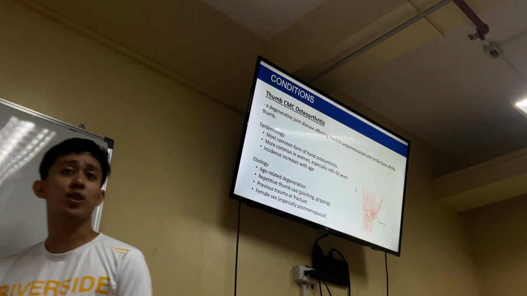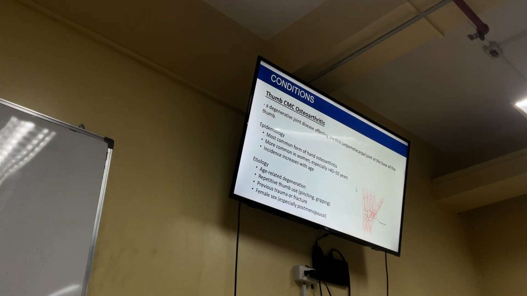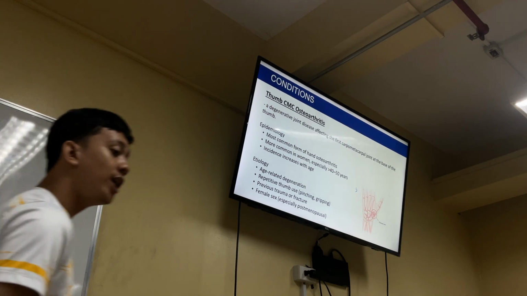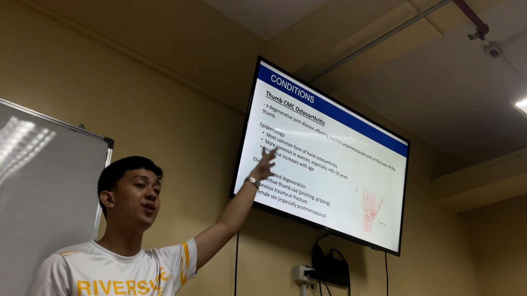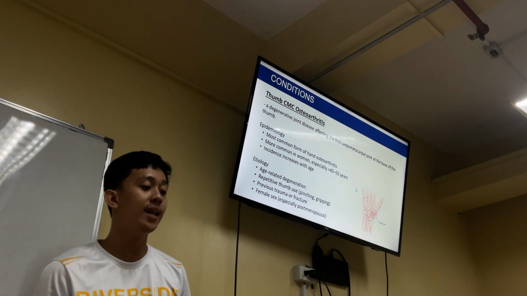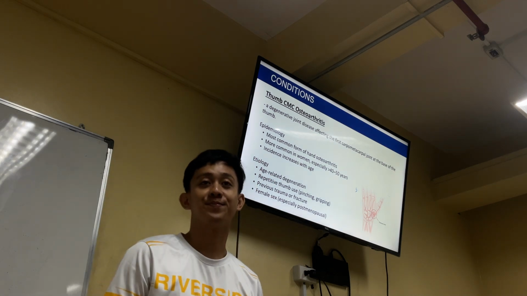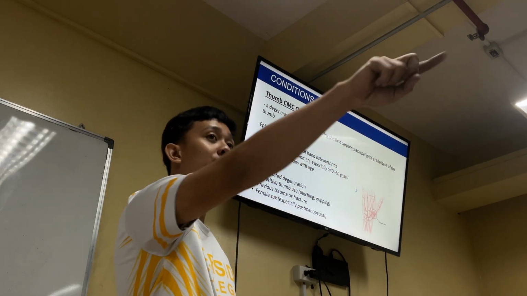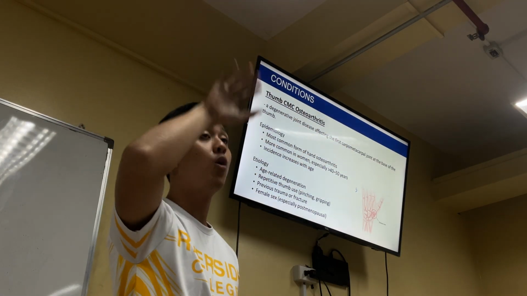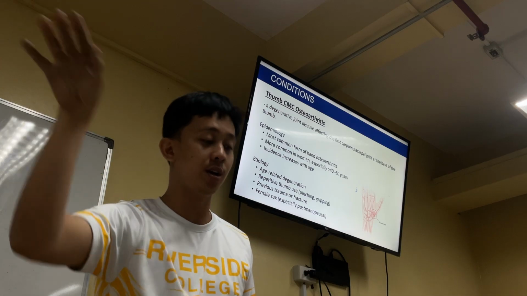Etiology, since this is osteoarthritis, this is degenerative in nature, wear and tear. So age-related degeneration, repetitive thumb use, previous trauma or fracture, and female sex, especially postmenopausal. Okay? Check ito. We can go back to the hormonal changes occurring after.